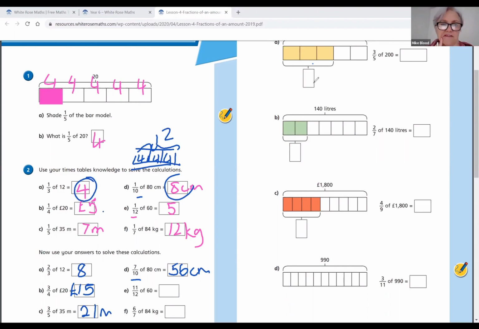And then we want 11/12 of 60. So 1/12 of 60 was 5. It's up here, isn't it? And we want 11/12 of 60. So we want 11 lots of the 5. It's 55. And 6/7 of 84, right at the bottom there. 1/7 of 84 is 12. So 6/7, which is 6 lots of 1/7. So 6 lots of 12. 12 sixes, 72, and it should be kilograms.